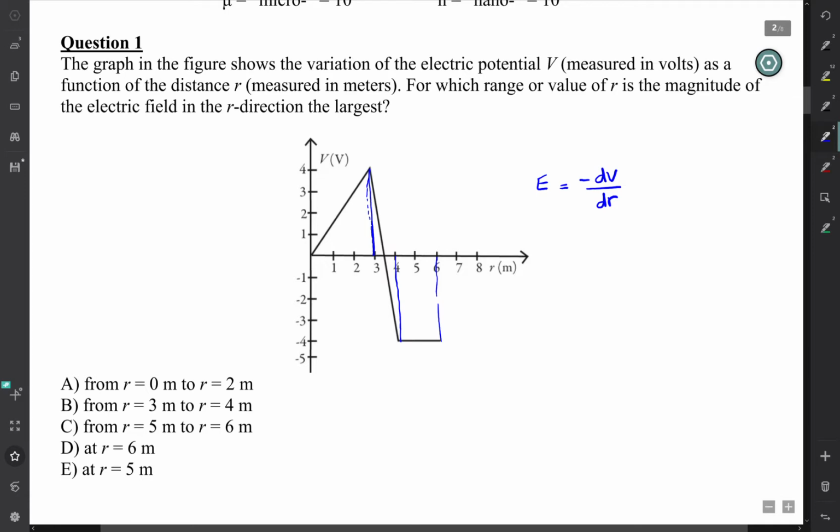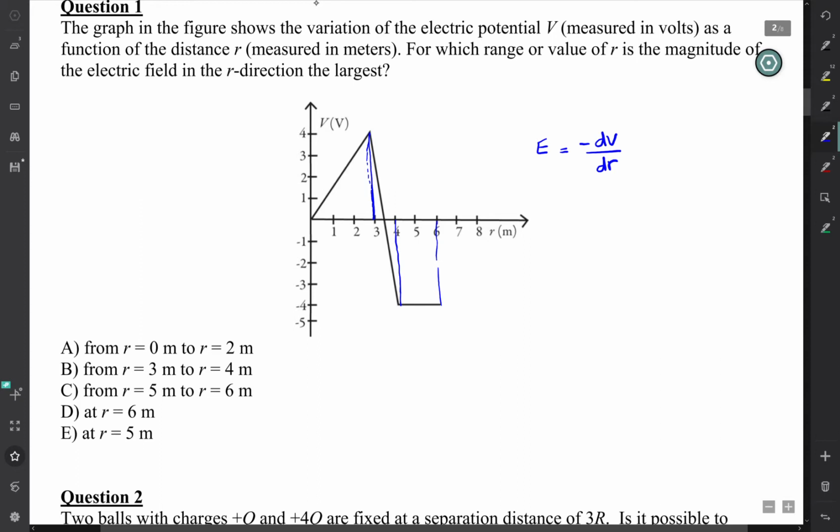You can compare the electric field by comparing the slope of all these three parts. If I look at the slope of the first part, the slope, which is basically the electric field in this case, would be rise over run. So I can say rise is 4, run is 3. But it is going to be minus 4 over 3 because it is the negative slope.